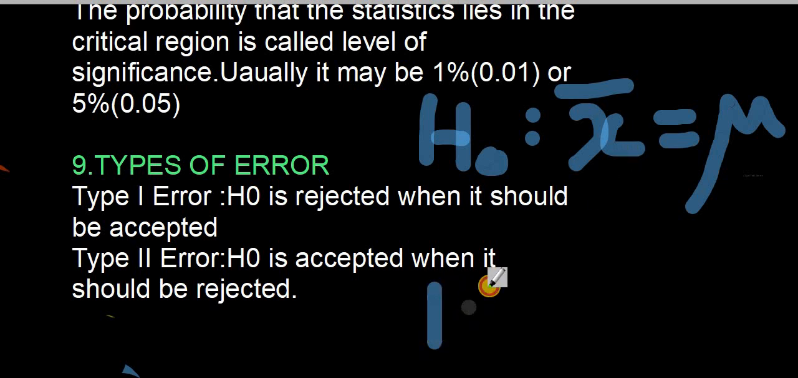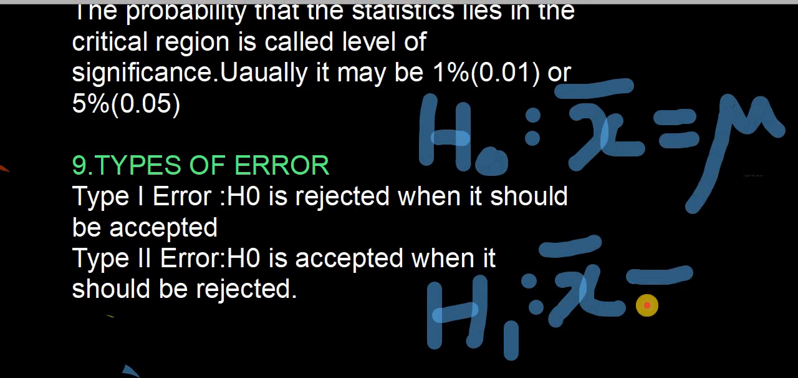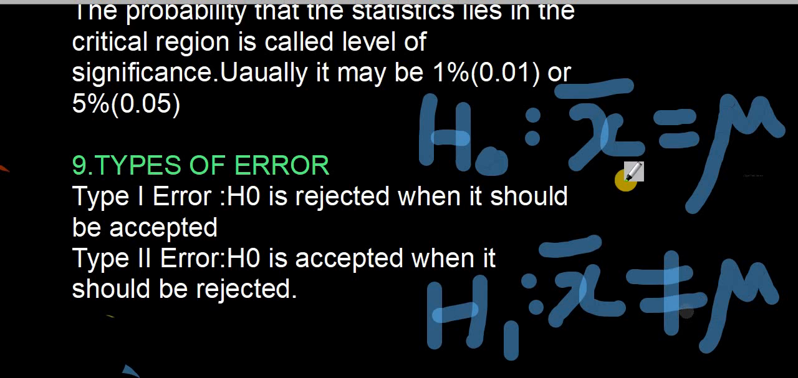Opposite of this is what? The alternative hypothesis. That is, x bar is not equal to mu, that is, sample mean is not equal to population mean. This is called the alternative hypothesis to this null hypothesis. Null hypothesis means there is no significant difference; we can accept the sample study as equal to the population study. But the alternative hypothesis says there is a difference. We cannot take both as equal, so there is a significant difference. This is called alternative hypothesis.